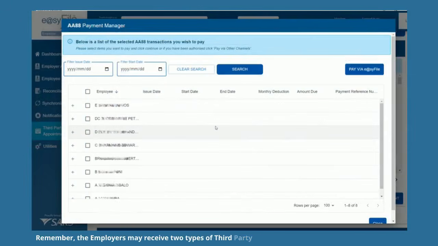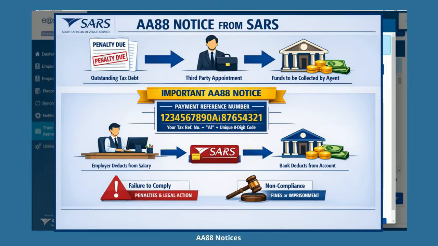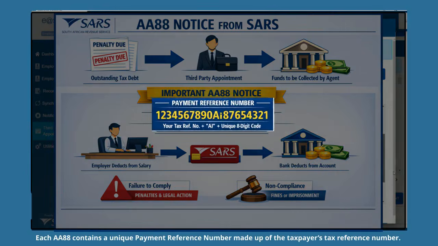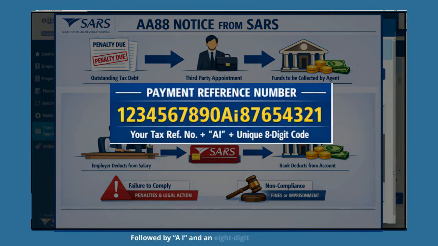Remember, the employers may receive two types of third-party appointment notices on SAFile Employer. AA88 notices. These notices relate to non-compliance or penalty-based third-party appointments. Each AA88 contains a unique payment reference number made up of the taxpayer's tax reference number, followed by AI and an 8-digit unique number.